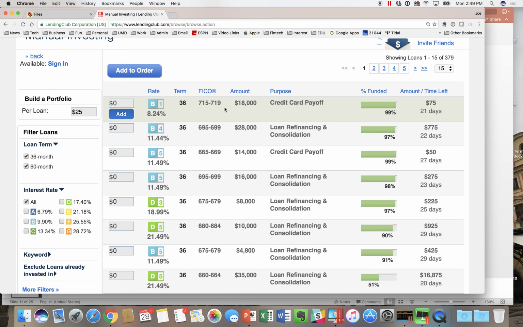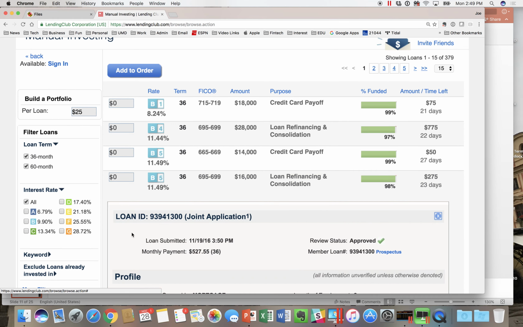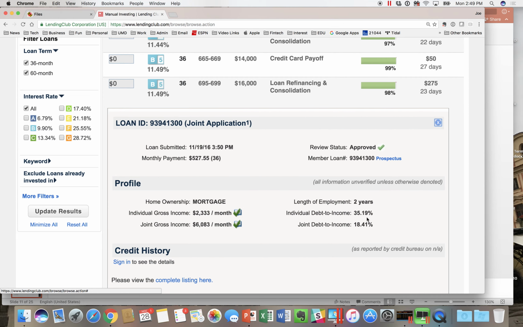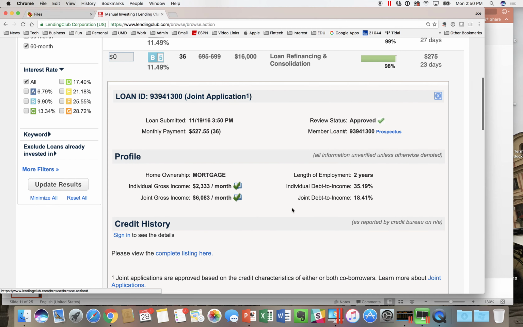So here is somebody that wants $16,000 for loan refinancing, 11.49%. They're a B credit. This would be their monthly payment. They've been employed for 2 years. They have a 35% debt to income ratio. It's a joint account with 18% with their spouse. This is their income. They make $6,083 a month with their spouse, joint filed. You can get their FICO score. You can get all the other information when you log in, except for their name and social security number. So you're just like a bank. And then they give it to individuals to invest.